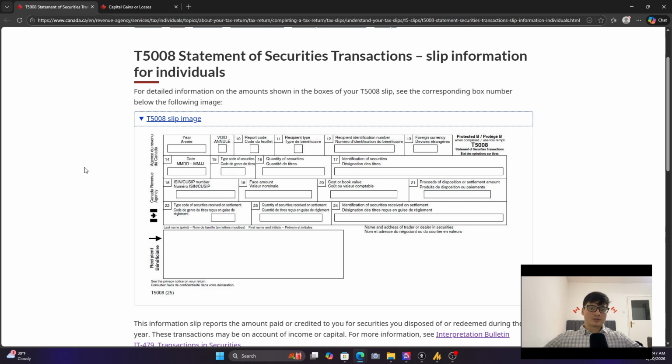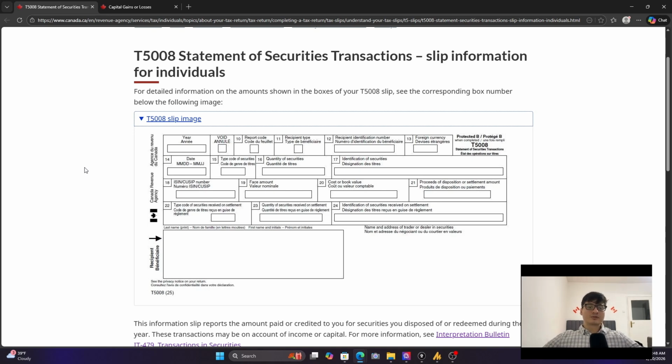Generally, it looks like a huge booklet of all your trades in the year, along with a summary with the adjusted cost base and proceeds of disposition for every share that you sell. For example, if you sold Tesla earlier in the year and Microsoft later, you would see two summaries, one for Tesla and one for Microsoft. It's very important to note that the T5008 is what your bank institution gives to the Canadian government, and they also send you a summary which will match that T5008. So it's very important.